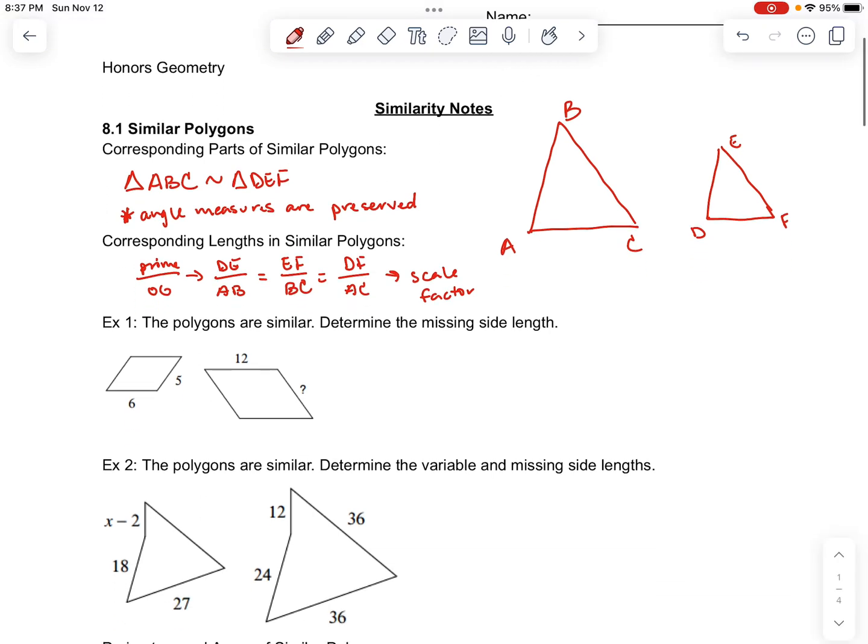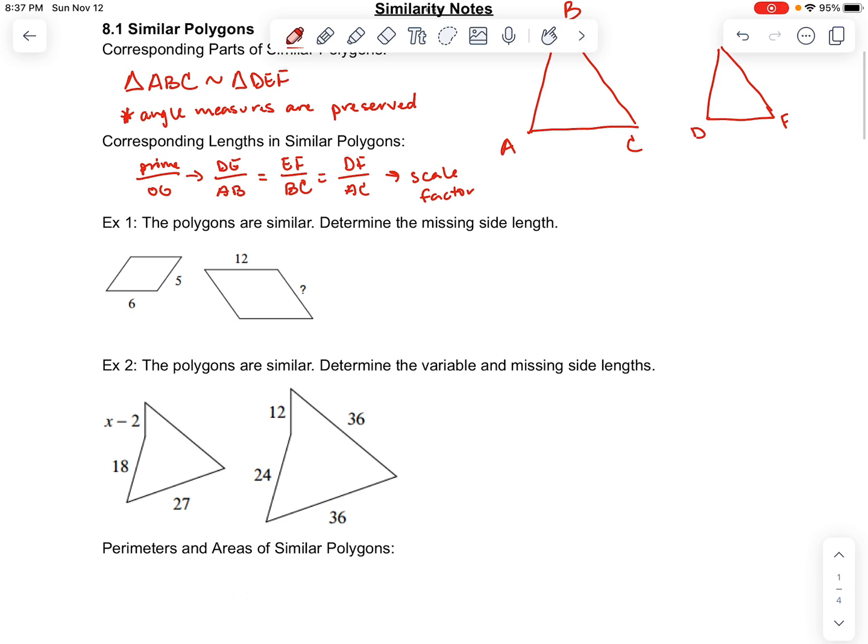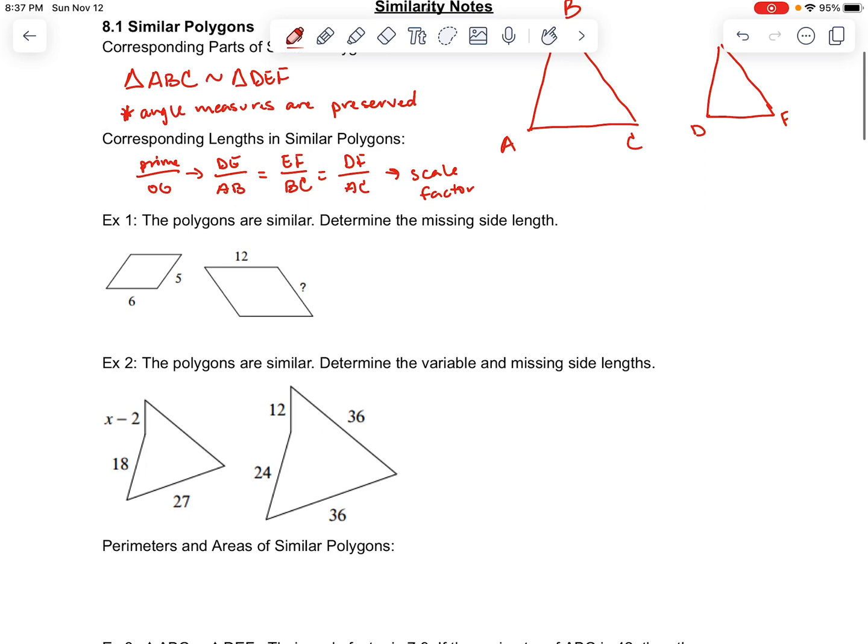So in example 1, the polygons are similar. Determine the missing side length. So we need to set up our different ratios. So our 6 is going to the 12. So we have 12 over 6, and then our question mark over 5. Now, sometimes you can see, okay, if they're going to be the same ratio, 12 divided by 6 is 2, so I know then that the question mark has to be 10. Sometimes it's not always that easy to look at, and you're going to have to use your ratios where you have to cross multiply and divide.